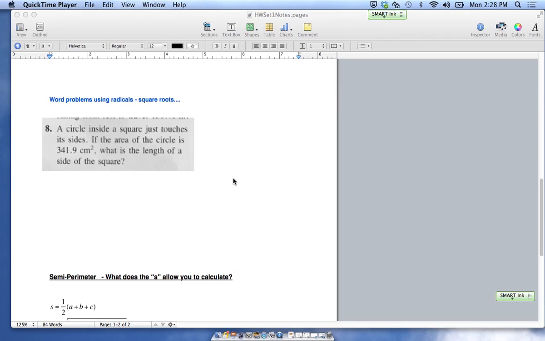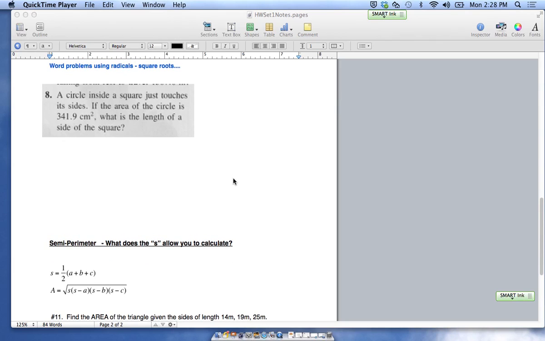Okay, a little word problem using radicals. A circle inside of a square. So I drew a little sketch. A circle inside of a square, and the circle's just touching the sides of the square. This is not perfect, but I guess it serves the purpose.